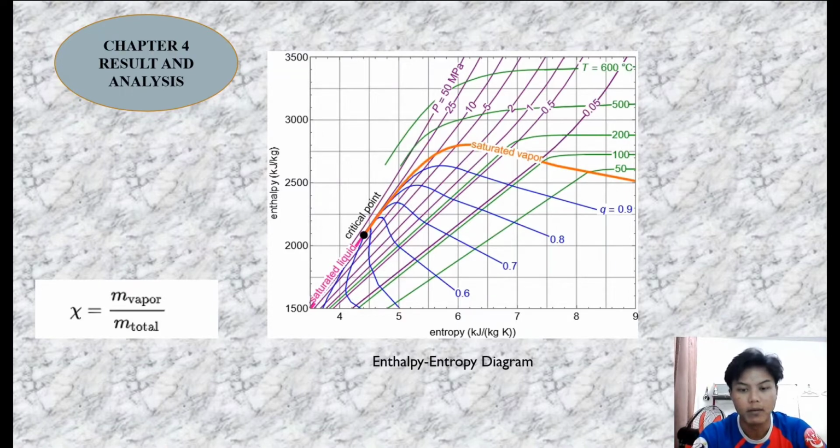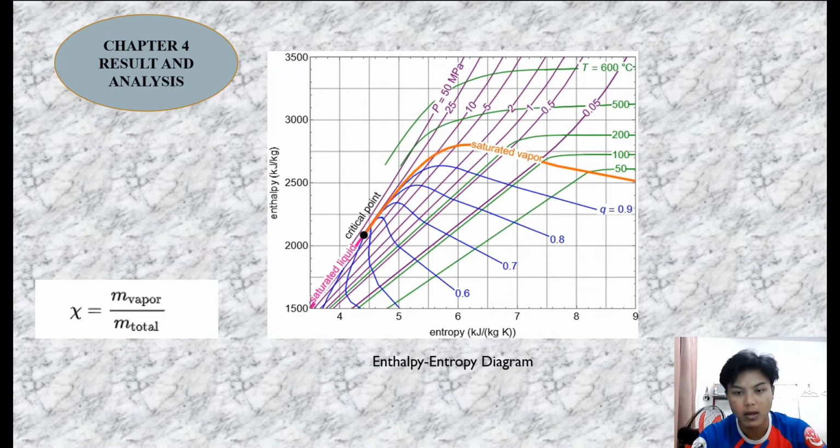If you can see here, there is a formula of quality, which we call X. X equals M vapor over M total, where M total is M vapor plus M fluid. For the enthalpy diagram, there are three different lines: the purple line is for pressure, the green line is for temperature, and the blue line is for quality.